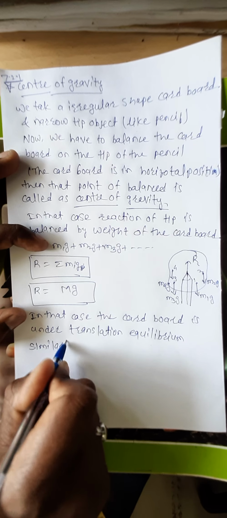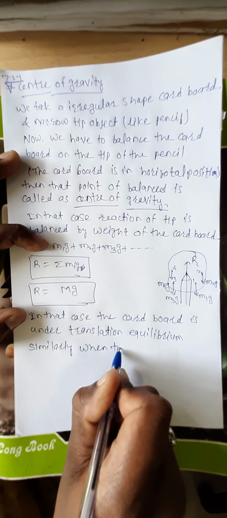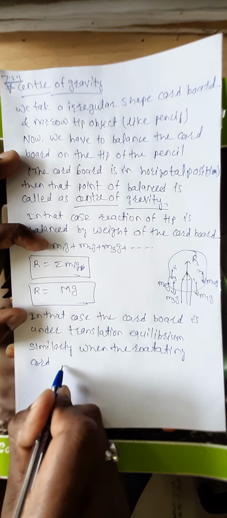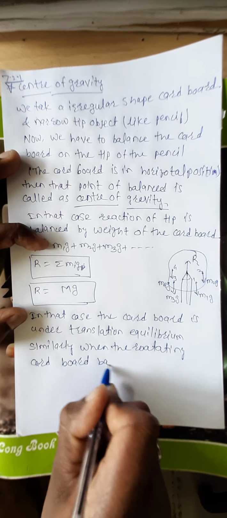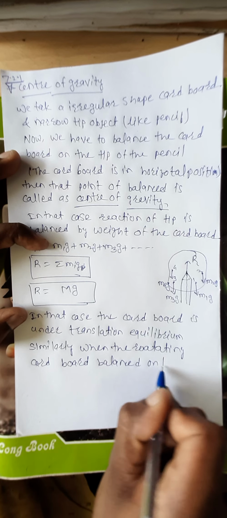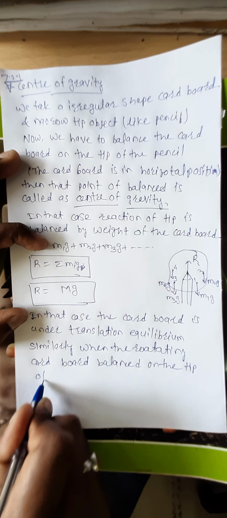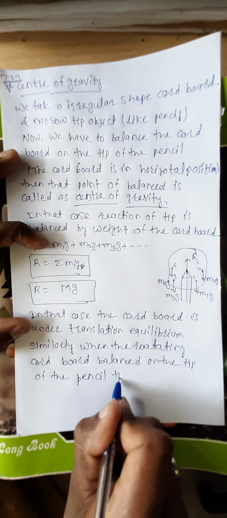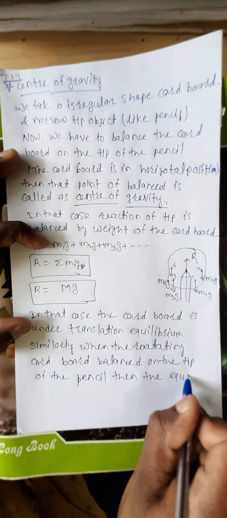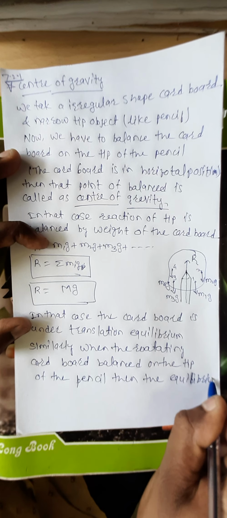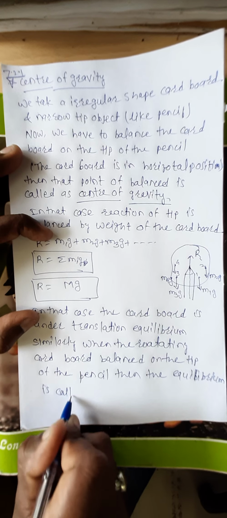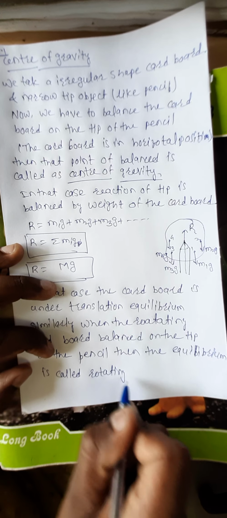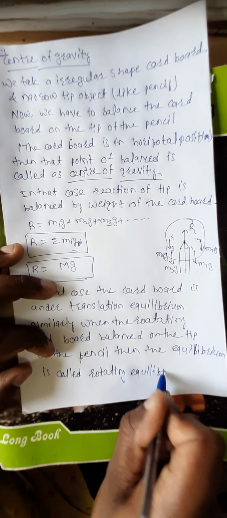Similarly, when the rotating cardboard is balanced on the tip of the pencil, then the equilibrium is called rotational equilibrium.